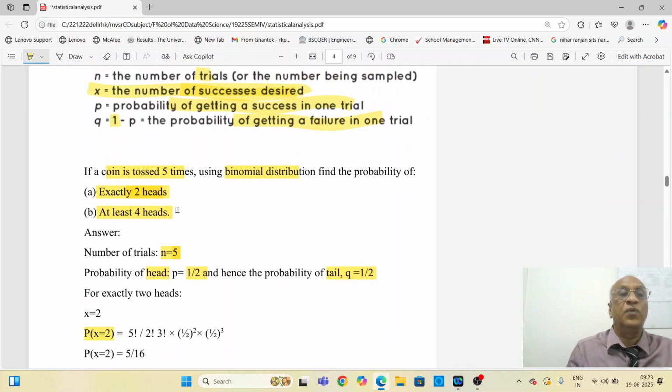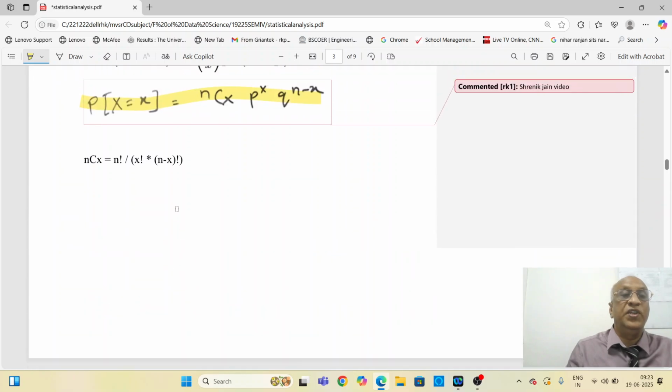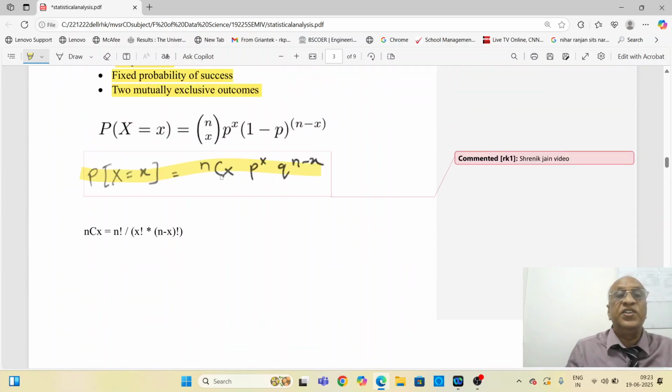And what is the formula being used? The formula being used is P(x) = nCx p to the power of x, q to the power of n minus x. Now I know the value of n. What is the value of n? The value of n is 5. I know the value of x. What is the value of x? 2. So p to the power of x, that is 2. Q to the power of n minus x, that is 5 minus 2.